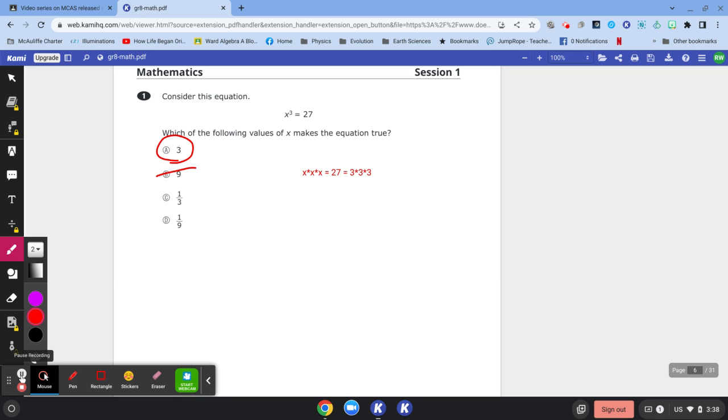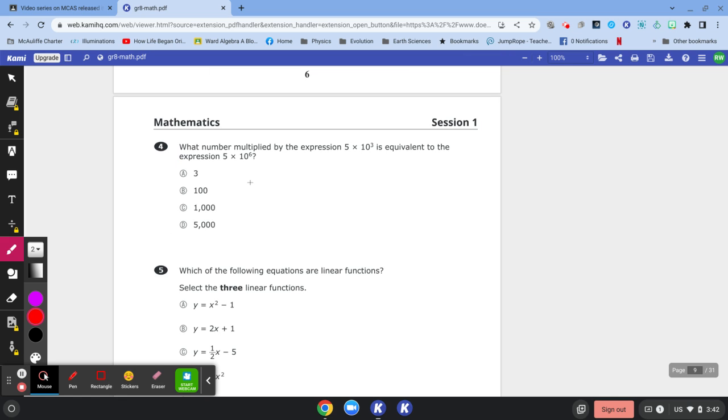I'm going to pause and see what other exponential stuff there is in this test. Now, the second exponential one I'm going to talk about is: what number multiplied by the expression 5 times 10 to the third is equivalent to the expression 5 times 10 to the sixth?